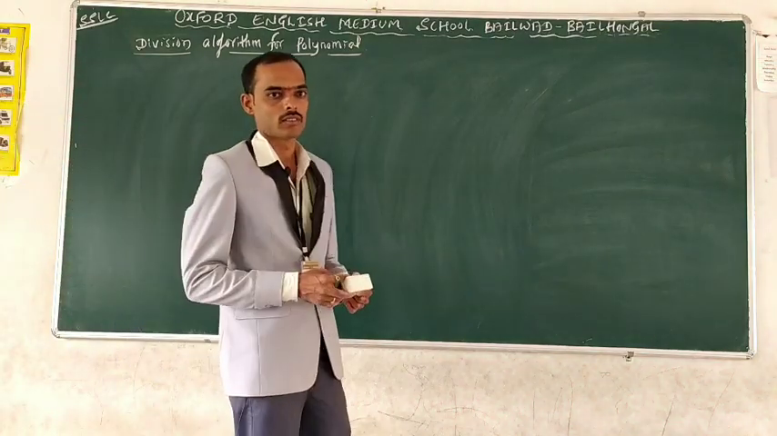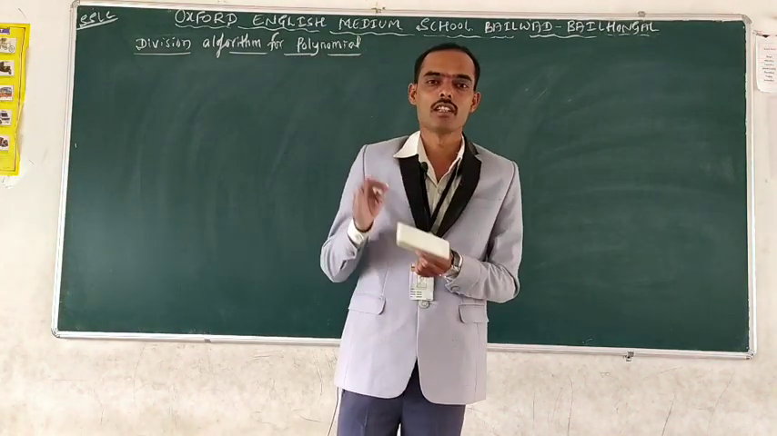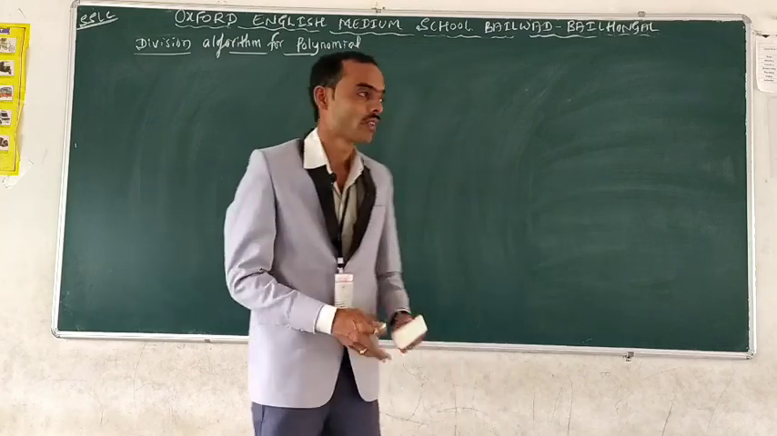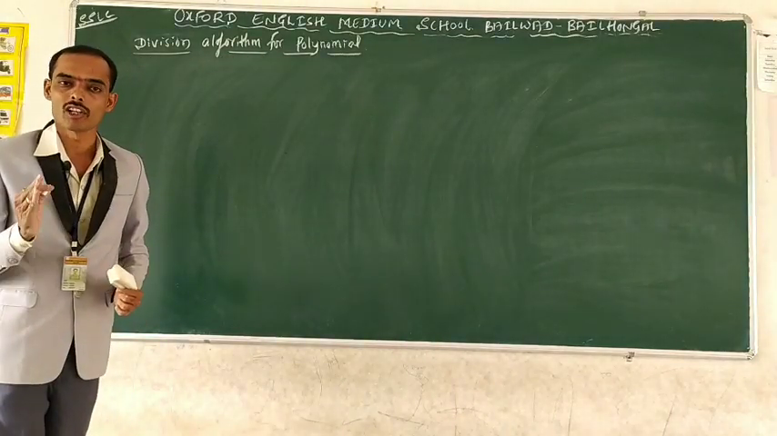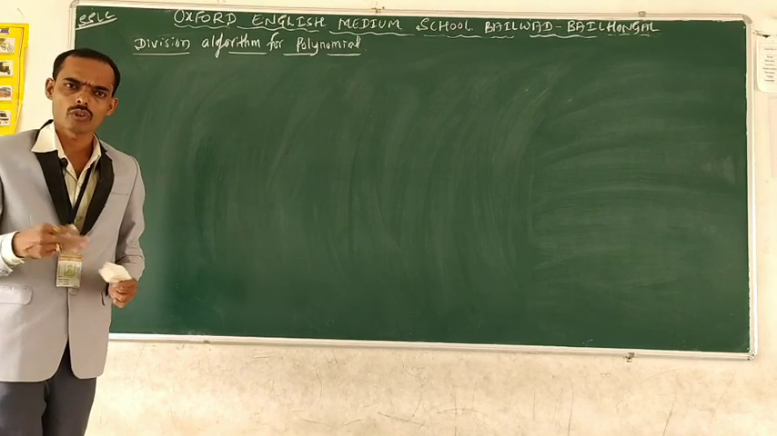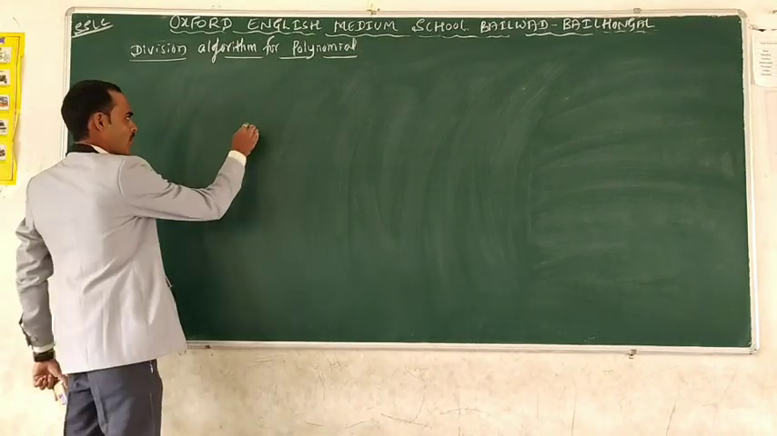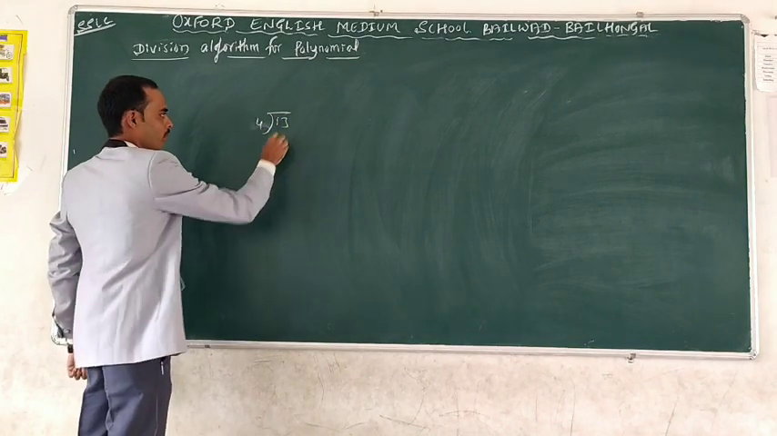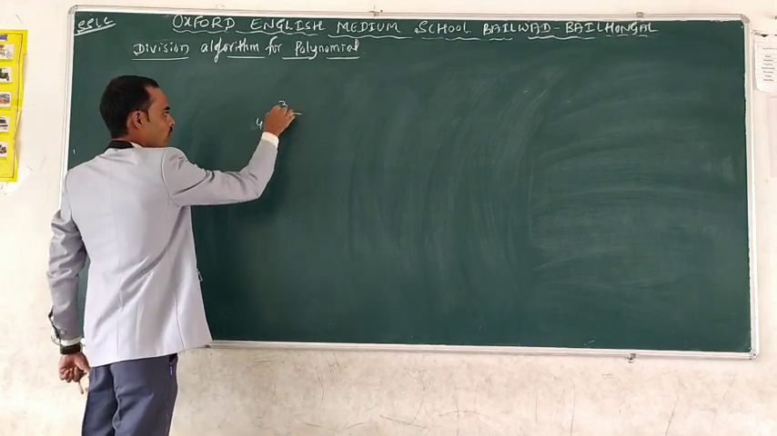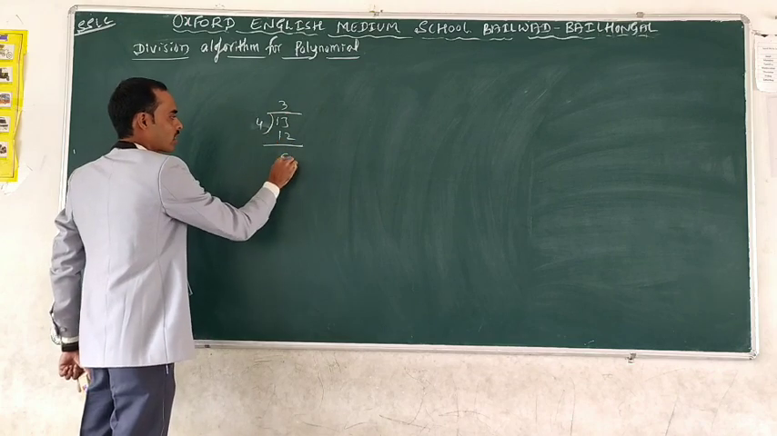My dear 10th students, in the polynomial chapter, I will consider the last concept, that is the division algorithm for polynomials. You already know that in division problems, 13 divided by 4, 4 3s are 12, the remainder is 1.